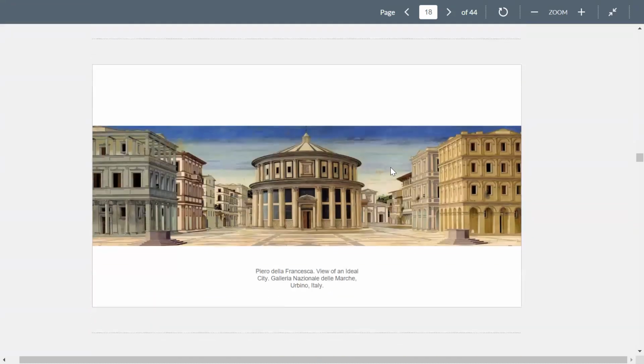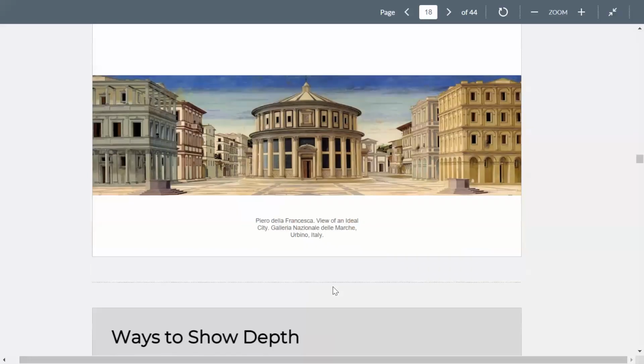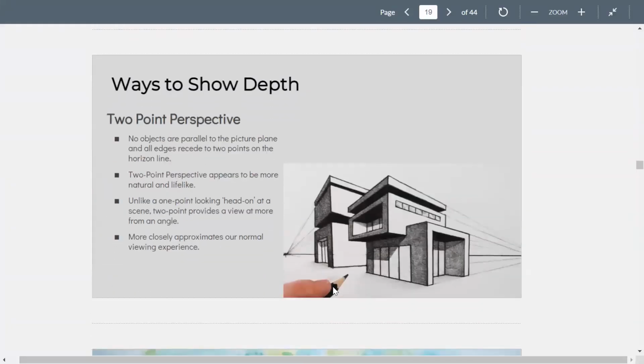This is another example for it. See here, I think the vanishing point is somewhere here. All these lines will merge to this point. This one as well. And this one is called a two-point perspective.